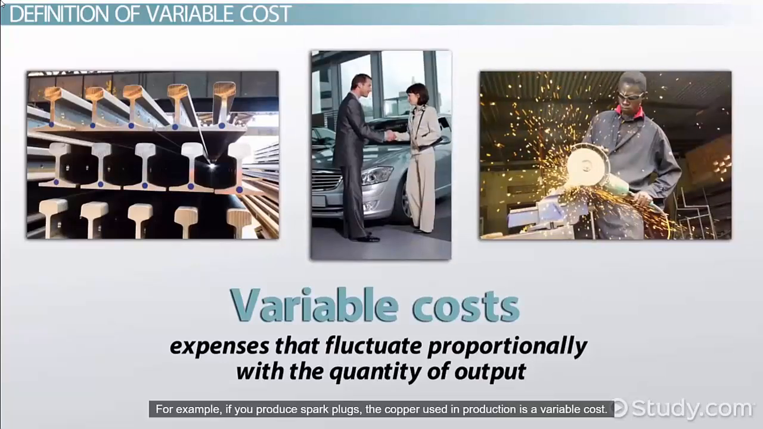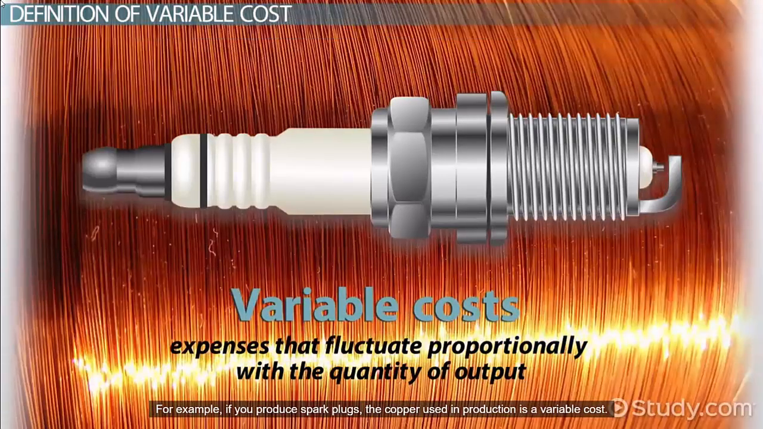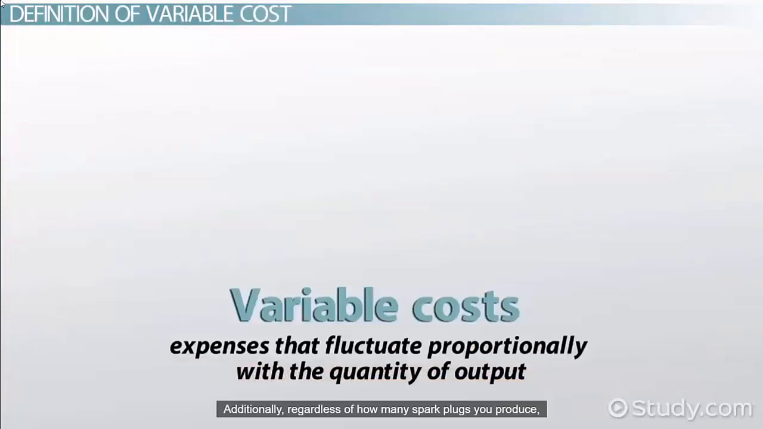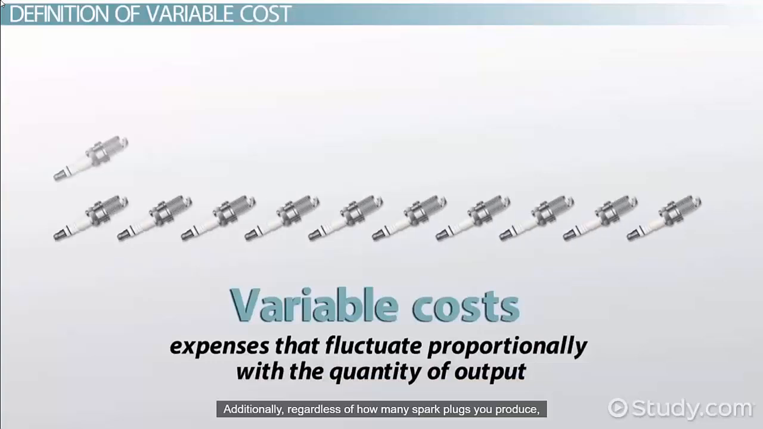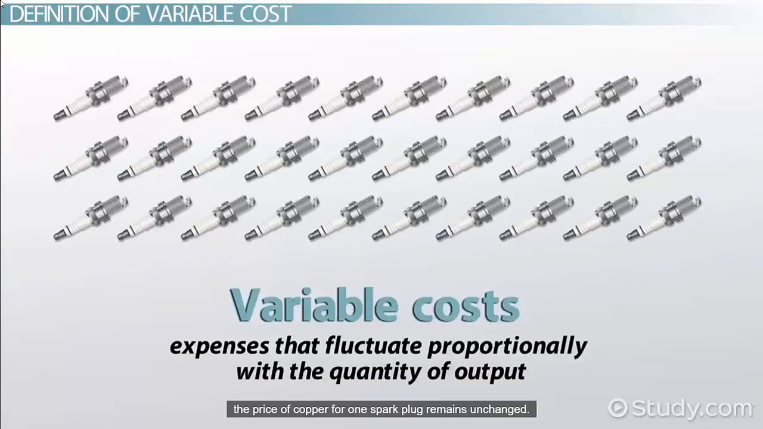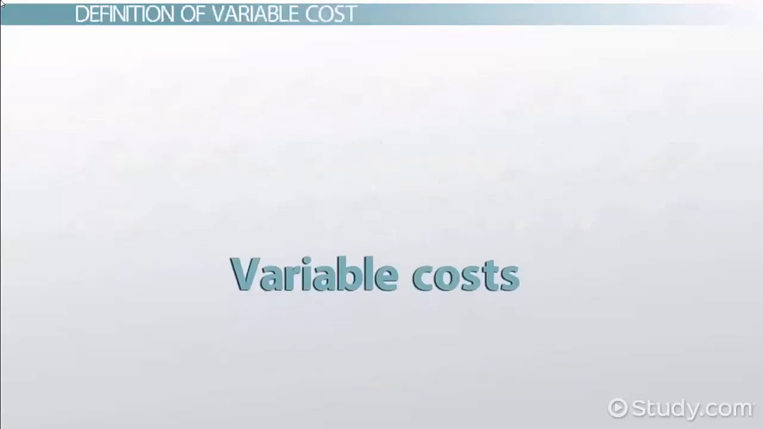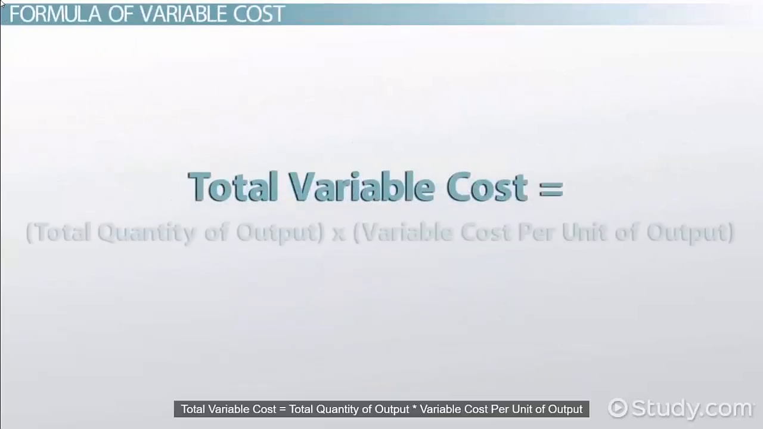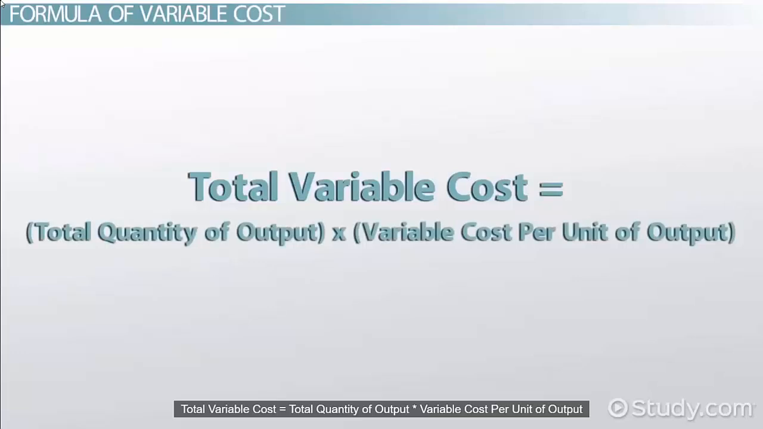For example, if you produce spark plugs, the copper used in production is a variable cost. This means if you stop producing spark plugs, you would no longer have the cost of copper. Additionally, regardless of how many spark plugs you produce, the price of copper for one spark plug remains unchanged. The formula to calculate variable cost is total variable cost equals total quantity of output times variable cost per unit of output.